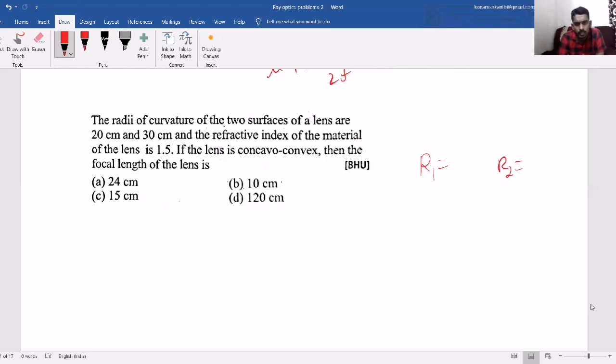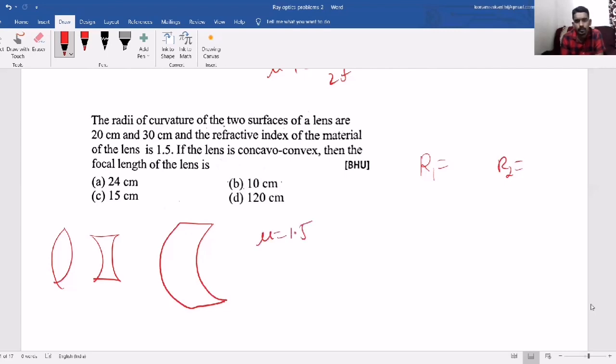So here what they are telling is concavo-convex. So this is the lens. Concavo-convex means this one. This is a biconvex lens, this is a biconcave lens, but this is a concavo-convex lens where the refractive index is 1.5. But whatever may be the lens, the formula for focal length is the same.